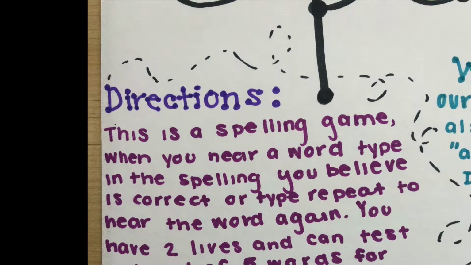We have to explain that it is a spelling bee game, and when you hear the word, you type the spelling you believe is correct. You can always press play to hear the word again. You have 2 lives and a total of 5 words in each spelling bee. If you want to quit at any time, simply type quit.